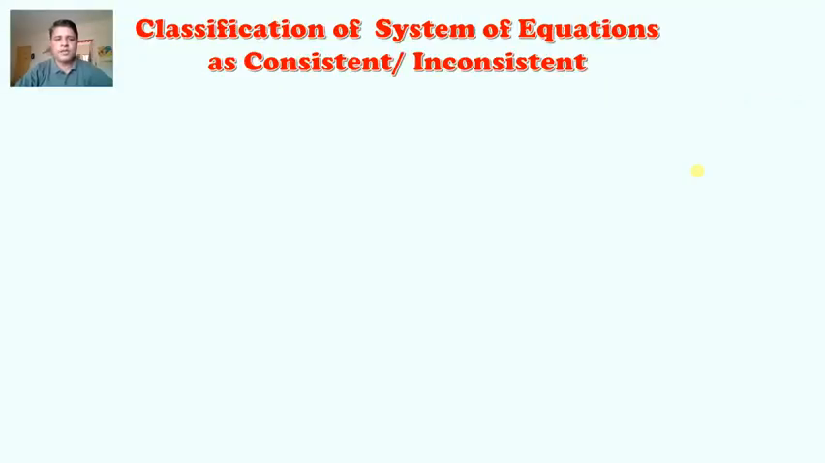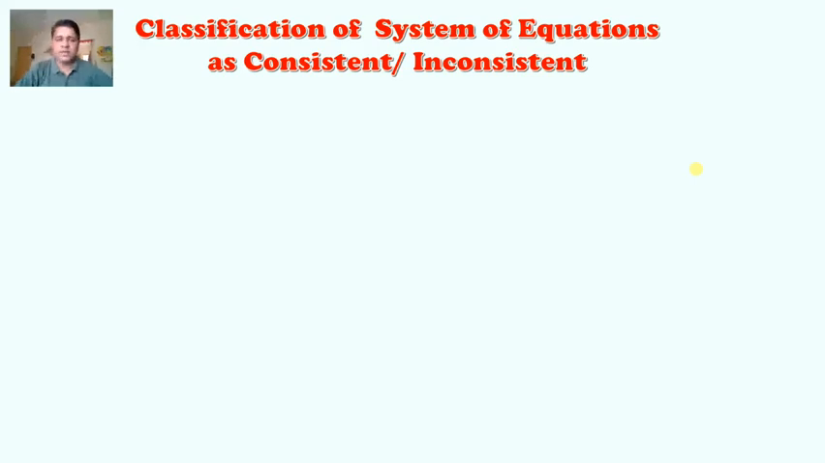Now the next topic is the classification of systems of equations as consistent and inconsistent. What does it mean? When we are solving linear equations in n variables, first let me correlate with the 10th standard. When we were solving linear equations in two variables, we had three options: one is a unique solution, the second is infinite solutions, and the third is no solution.